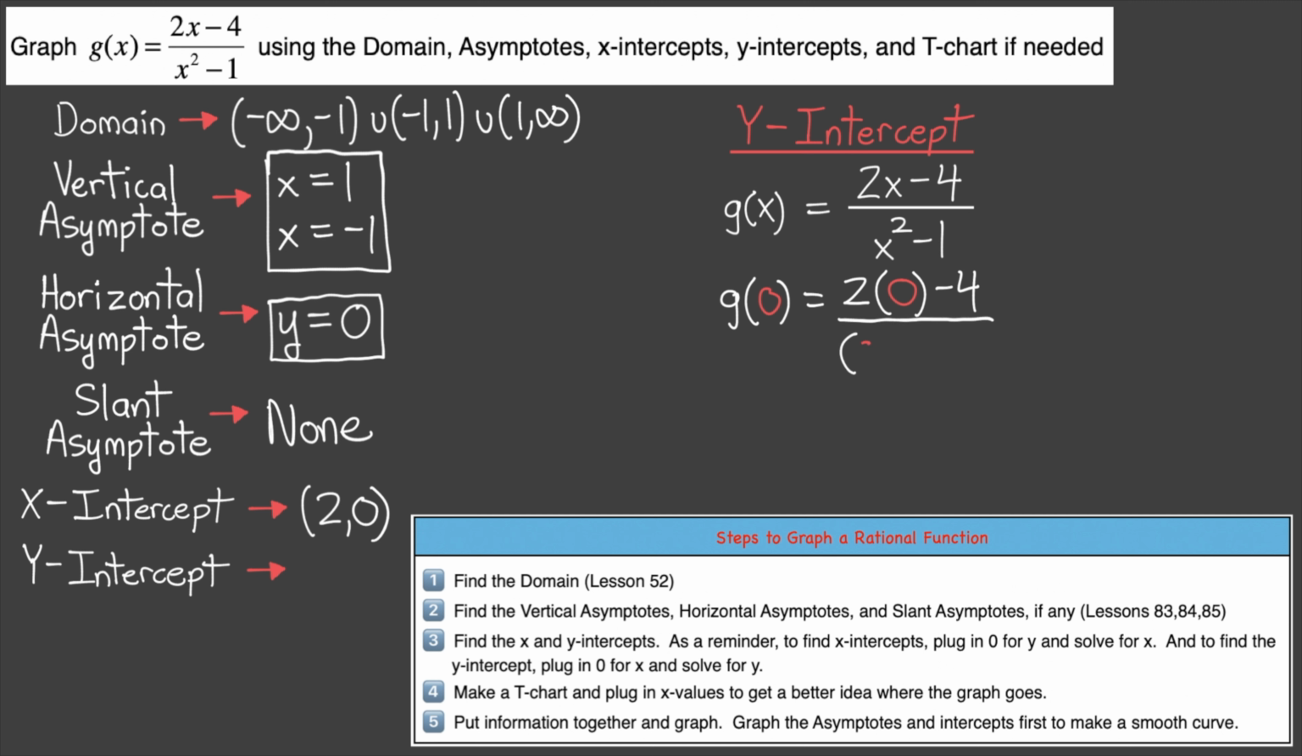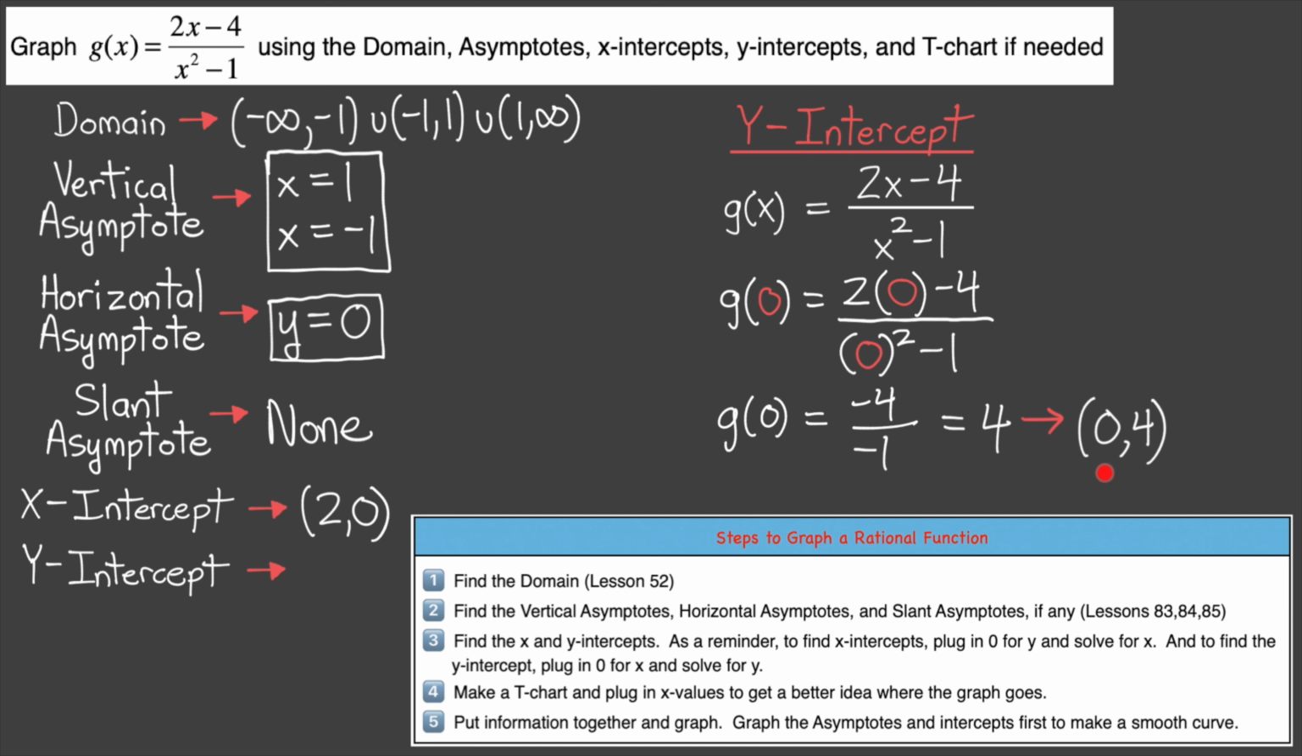So here's another x, we'll plug in 0 squared minus 1. All right, so we have 2 times 0, which is 0, minus 4. So on top, we get negative 4. And on the bottom, we have 0 squared is 0, minus 1 is minus 1. Negative 4 over negative 1 equals 4. So our y-intercept is 0, 4.